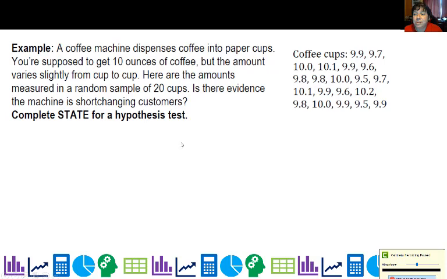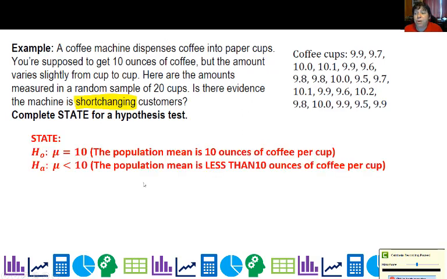So let's go ahead and look at this example, and we'll do state. This is the coffee machine example that we did a confidence interval for. We are supposed to get 10 ounces of coffee, but the amount varies slightly from cup to cup. And here are the amounts from a random sample of 20 cups. Is there evidence that the machine is shortchanging customers? So they're saying shortchanging. My null is that I'm getting 10 ounces like it says, but my alternate will be that it's less than 10 ounces.